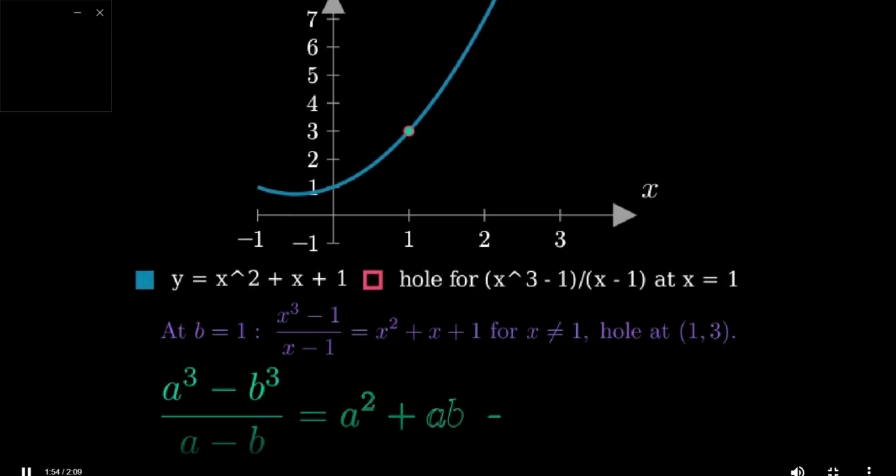To summarize, the fraction of a cubed minus b cubed over a minus b simplifies to a squared plus ab plus b squared for a not equal to b. Always remember to check the domain when canceling a common factor from numerator and denominator.